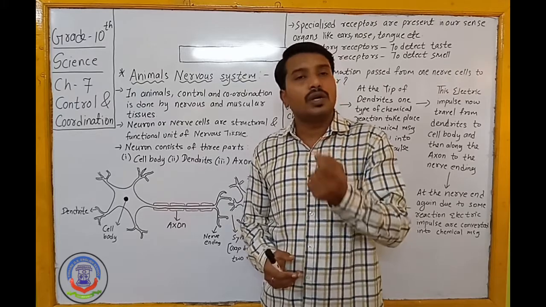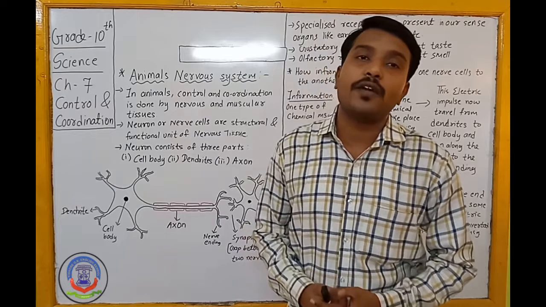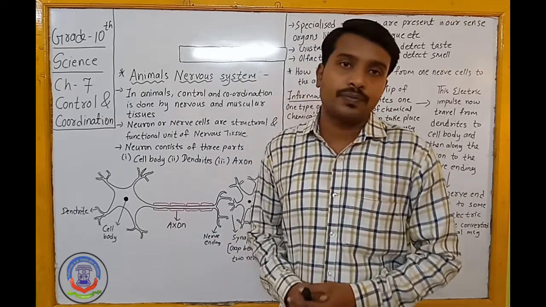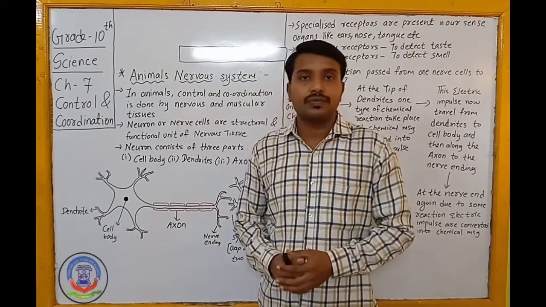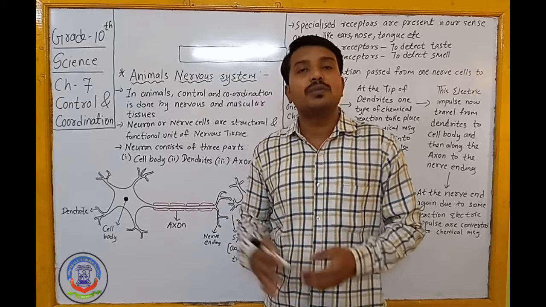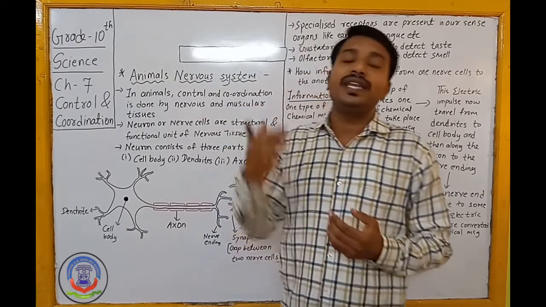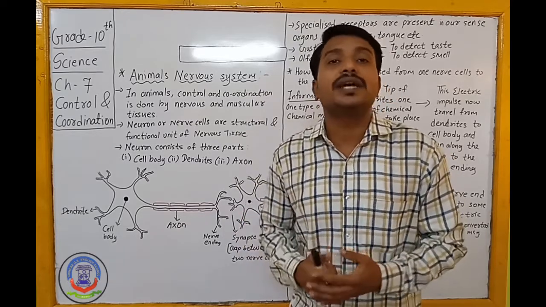Now, this term control and coordination you have learned in chapter 6, Life Processes. In that we learned about one process, that is control and coordination. What was the function performed by that process? It is to control and coordinate the various types of life processes taking place inside our body.